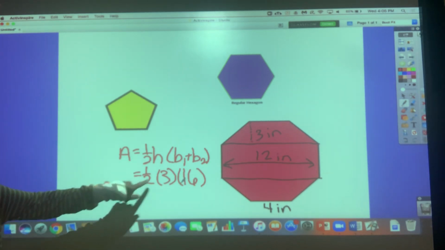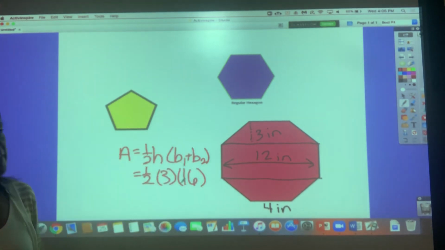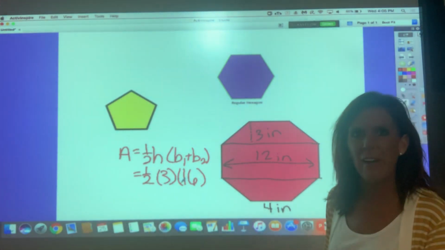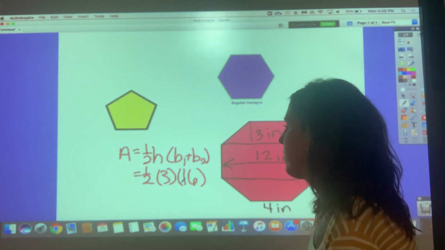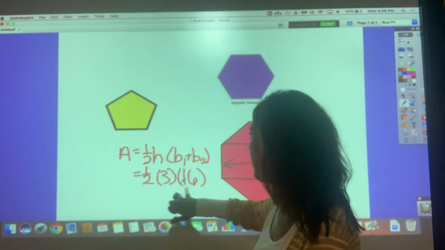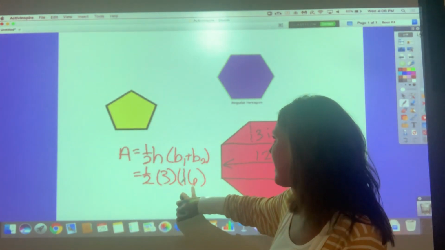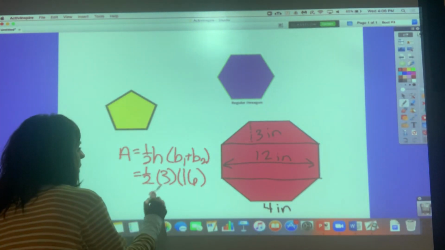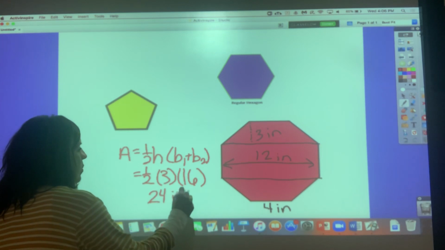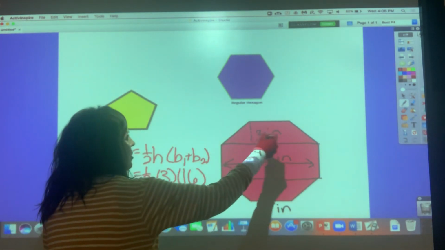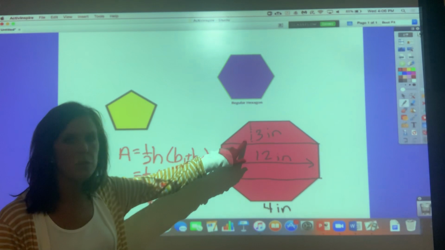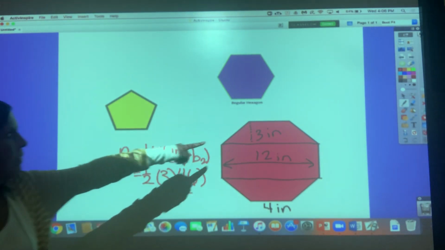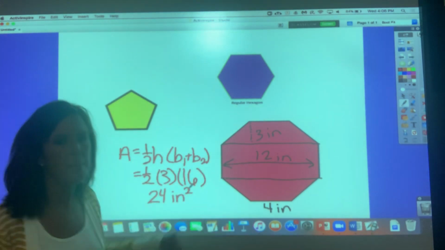Okay, so half times 3 times 16 is going to be the area of our trapezoid. Just like with the triangles, we think about what would be the fastest way to get the answer. The fastest thing to do would be to take half of 16, which is 8, and multiply that by 3, and we're going to get 24. So 24 inches squared would be the area of this trapezoid, and obviously this trapezoid and this trapezoid are the same, so that means we have 24 for the top and 24 for the bottom.